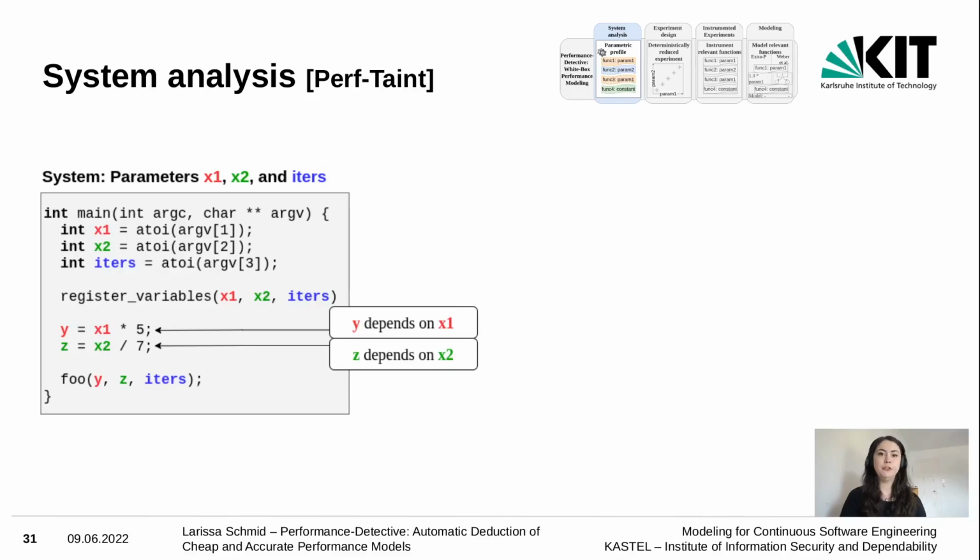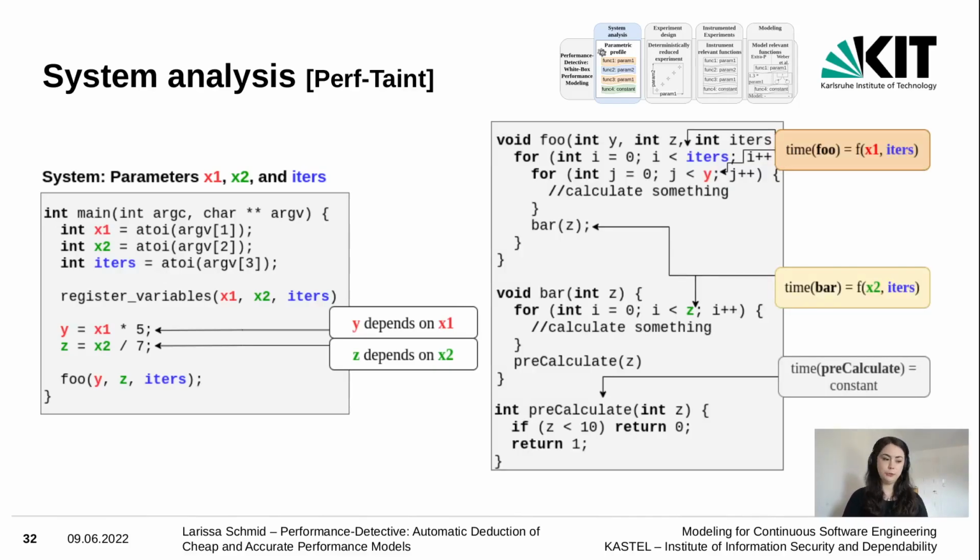First, by introducing the system analysis we use, which is Perf-Taint, by a simple example program. So here on the left, you can see the main routine of the program, where the input parameters are read in, which are x1, x2, and iter's. Variables are assigned, and then the first main computation routine foo is called, where foo first iterates over iter's, then over y, calls bar later on, which itself iterates over z, and then calls precalculate.